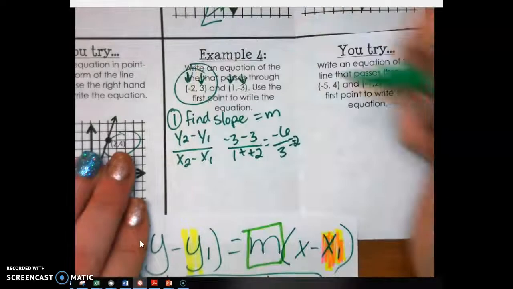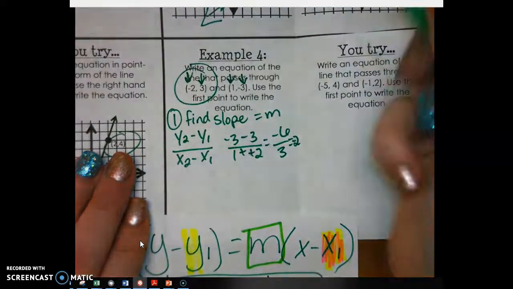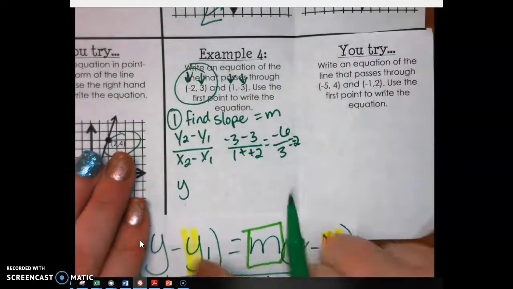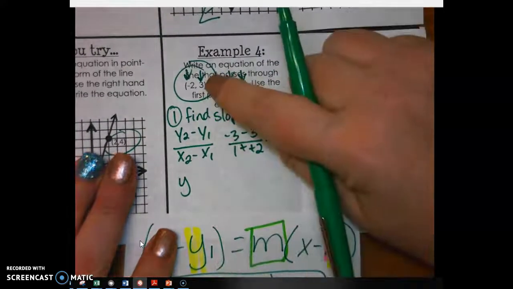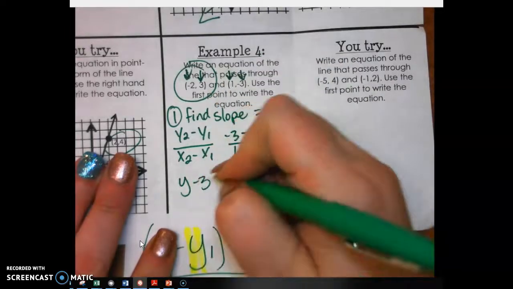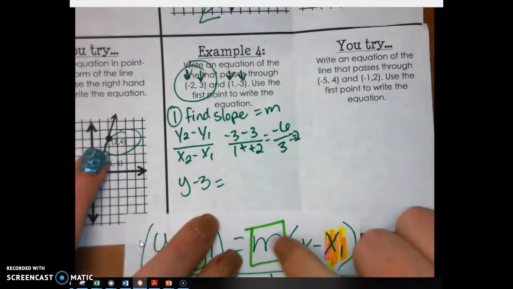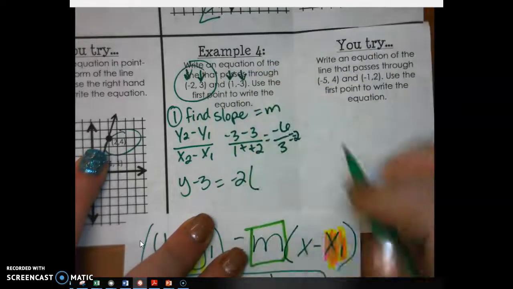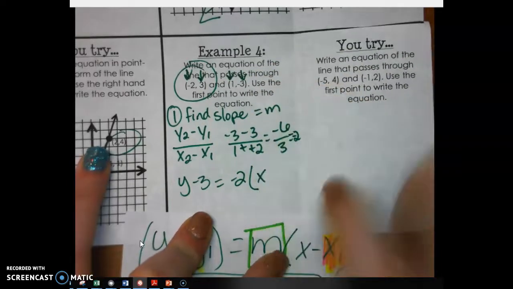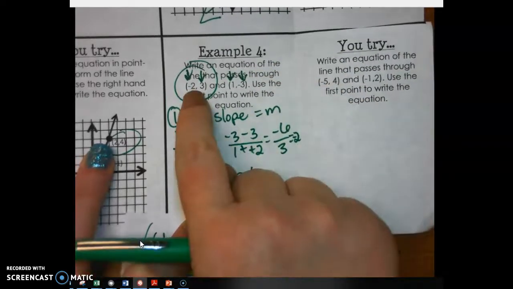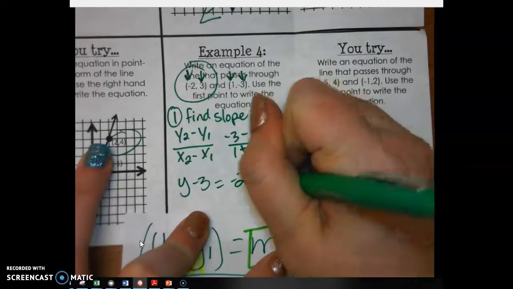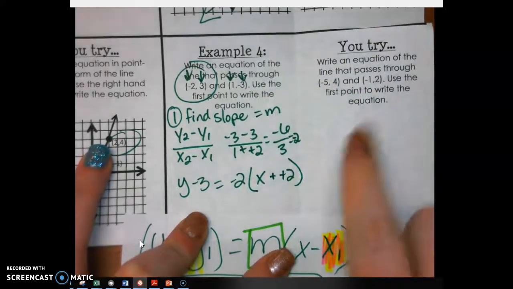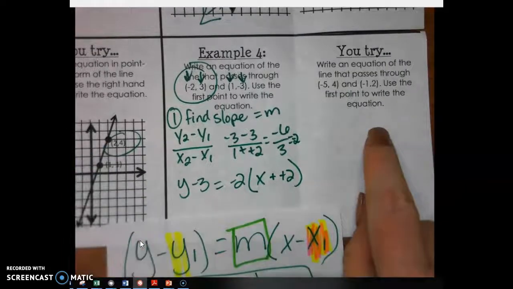We're going to use this point right here. Okay? So, we're going to write y, and my y1 is 3, minus 3 equals my slope, negative 2. Then I've got x. Now my x1 is negative 2. So I'm going to go minus negative 2. Well, that turns it into an add. Okay? So you try this one, and I'll see you tomorrow.